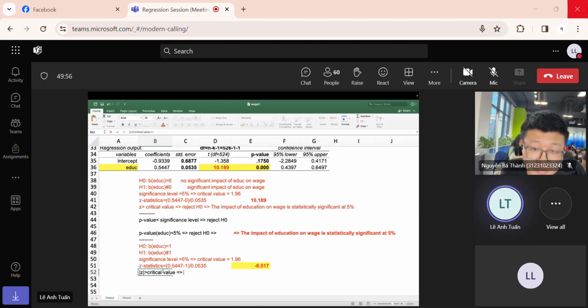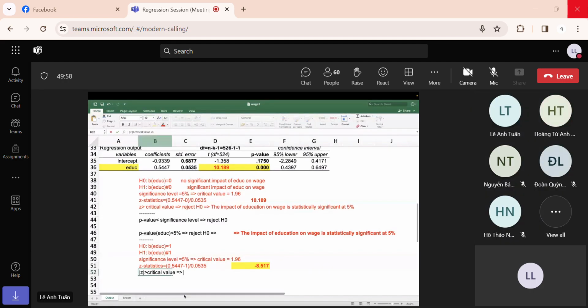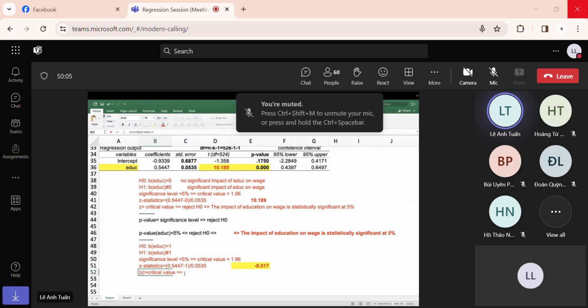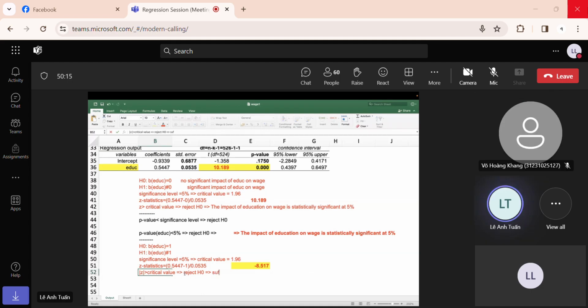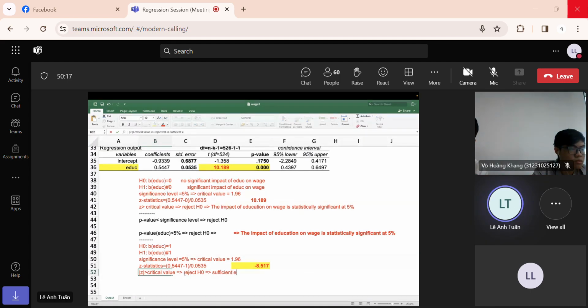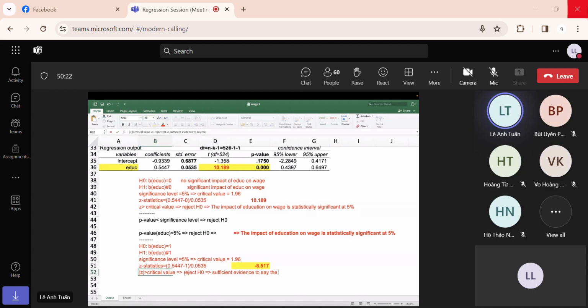This will lead to, we will reject, because it is larger than the critical value. That means we will reject the null hypothesis. Why? When we reject the null hypothesis, that means we have sufficient evidence to say the coefficient on education here is different from one.